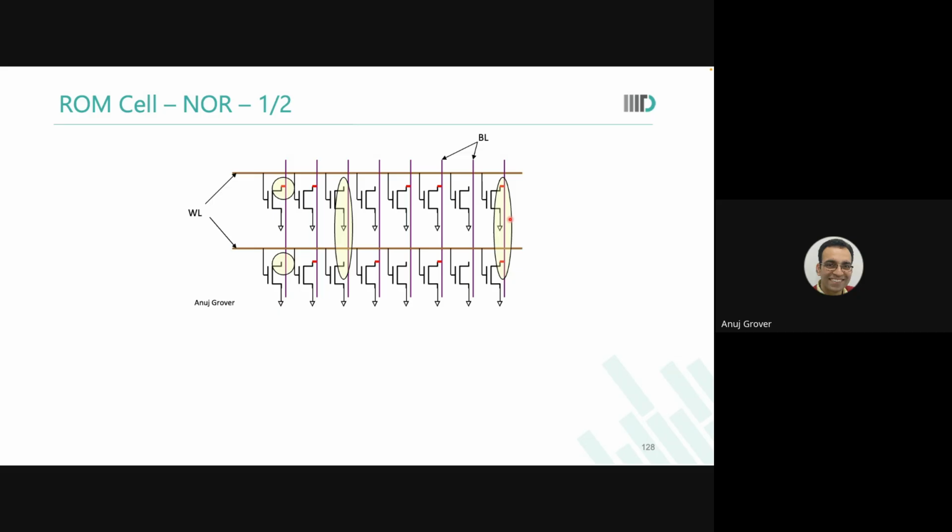Or let there be a metal 1 also, and let there be a metal 2 bit line also. There is no via 1 that I put. So how you do this is the metal layer at which you are programming. But what are you doing? This is a NOR structure. That word line comes and immediately the bit line discharges.